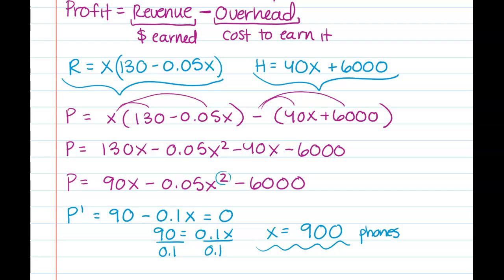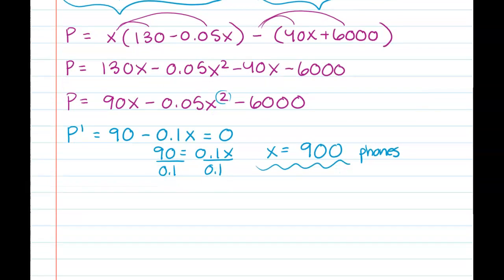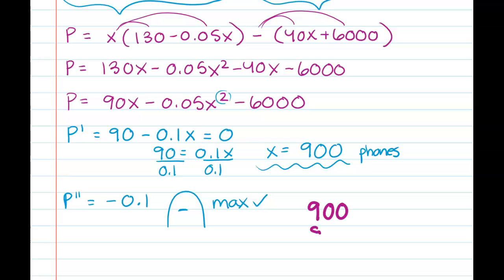And probably this is a maximum. It doesn't really make sense that that would be the minimum number of phones, but let's check it. So the second derivative is going to be negative 0.1. And so this is concave down, so this is a maximum. So whatever critical point we found was a maximum, and that's what we wanted. We're trying to maximize our profit. And so then our answer is that you should sell 900 smartphones per day, and that will maximize your profit.